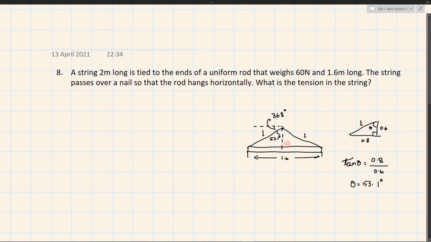So the weight of the rod is given by 60 Newton. So I'll have to find the tension in the string. So I'll have to find what is this and what is this. To do that, I'll have to resolve this 60 Newton in the direction of the string. So to do that, let's draw the free body diagram.